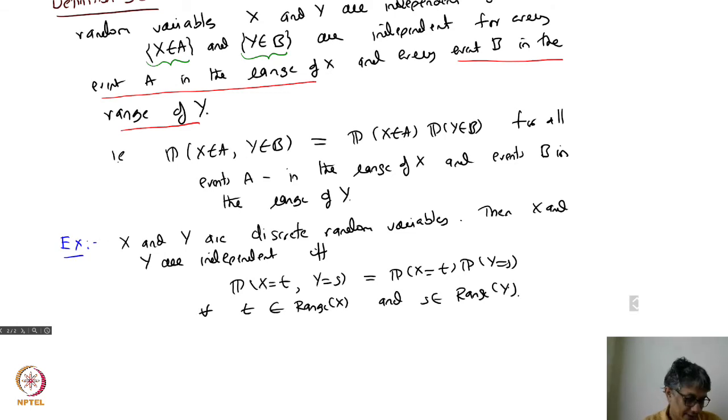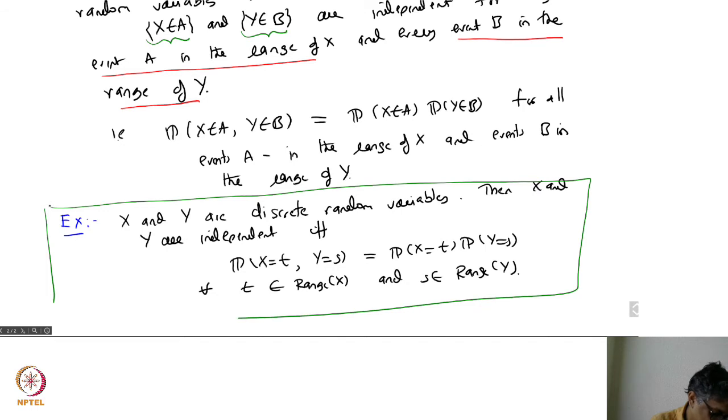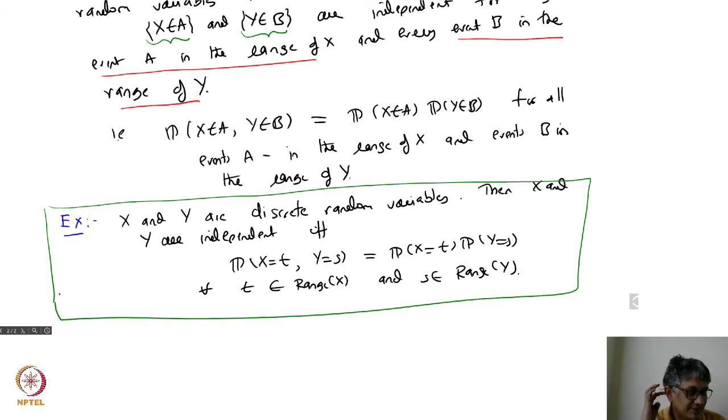That's enough to check. This is an exercise that I'll try to outline in one of the homework assignments, but you can check it. It's not that hard. You don't have to check for all events A and B. You can just check it for these particular events, X equals t and Y equals s, where t and s range over the range of X and the range of Y respectively.